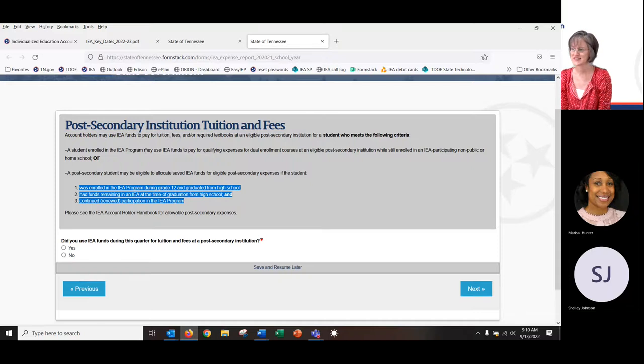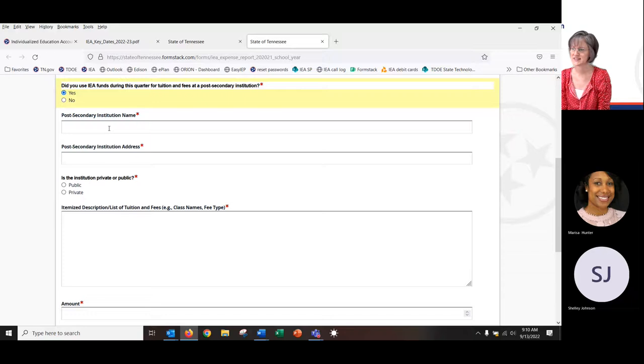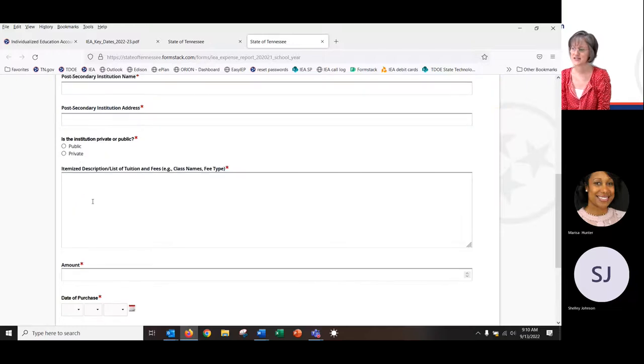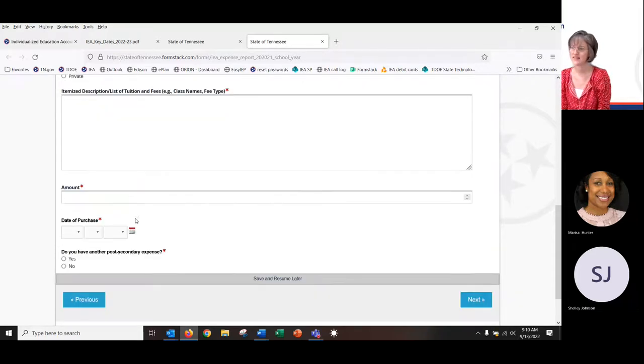But if you've got post-secondary tuition or fees, whether your child is dually enrolled or they are out of high school and still continuing, then you would record those expenses here. So you've got your post-secondary institution, the address, if it's public or private, and then the description of what your child is doing there, what kind of expenses they incurred, and then the amount, date of purchase, and then you've got the option to do more of those there.